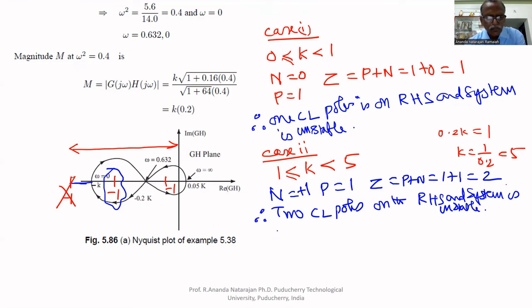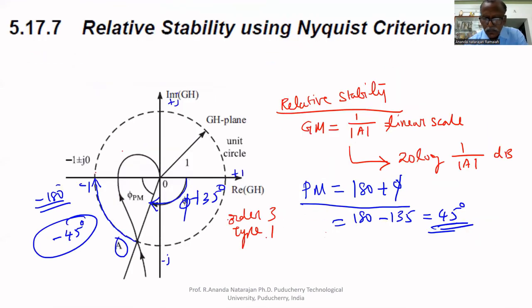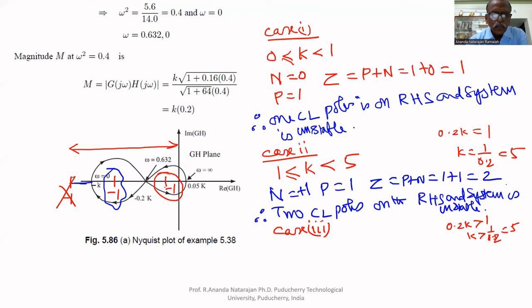Then case 3. What does it say? If −1 is here, it means 0.2K is greater than 1, that is, K is greater than 1 by 0.2, that is equal to 5. Case 3 is −1 between −0.2K and the origin. So it means K should be greater than or equal to 5 and less than infinity.